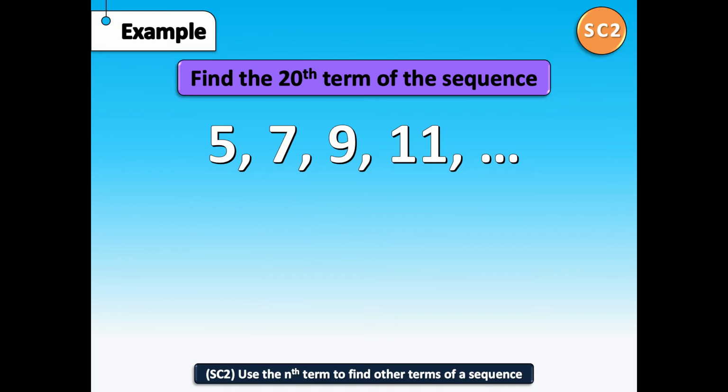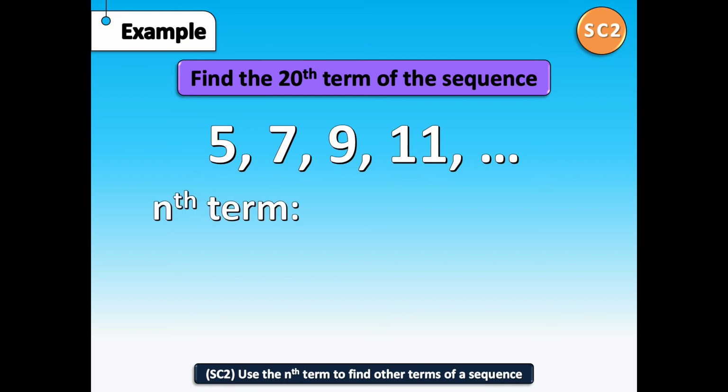So we want to find the 20th term of this sequence. Now we could just keep writing the numbers out until we get to the 20th number, but that's quite time consuming, especially if we were asked for maybe the 100th term or the 500th term of the sequence. We don't want to have to write out that many numbers.